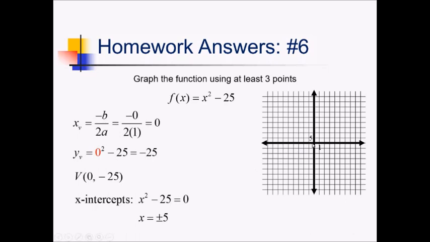So that's going to be, let's see, 0, comma, negative 25. That's going to be 5 grid lines down. And then we're going 5 to the left for that 0, and 5 to the right for the other 0. And then just drawing the parabola through those points.